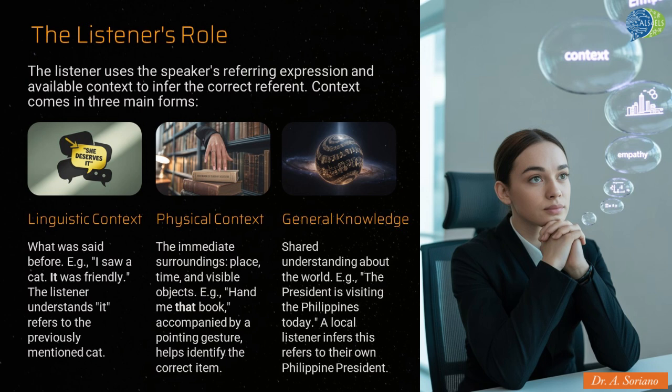Physical context, this is the immediate surroundings, the place, time, and visible objects. If you tell me, "Hand me that book," and point, the gesture, the physical context, helps me identify the correct item. General knowledge, this is our shared understanding about the world. If I say, "The president is visiting the Philippines today," a local listener in the Philippines will automatically infer this refers to their own Philippine president, not the president of a random country. They use their cultural and general knowledge to make that inference.